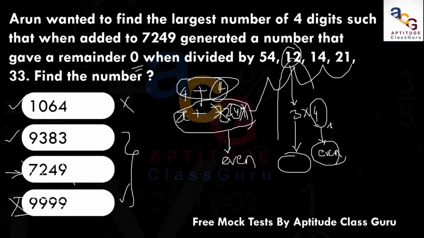9 plus 3 is 12, 12 plus 8 is 20, 20 plus 3 is 23, 23 plus 4 is 27, and 27 is a multiple of 3. So this is how you have to do this type of problem in a smart way, not in a blind way.